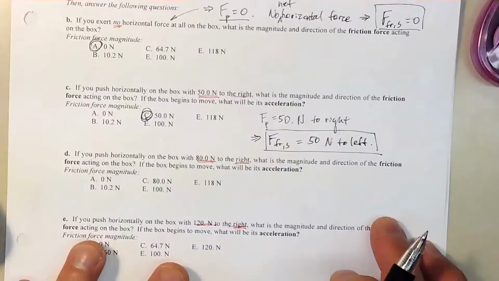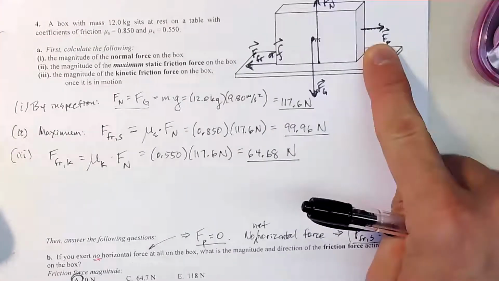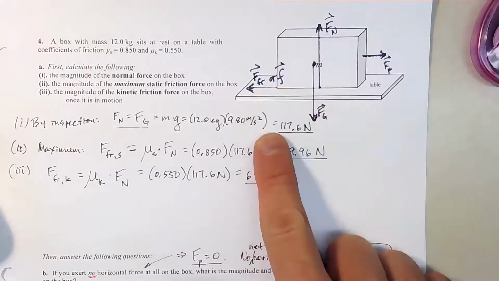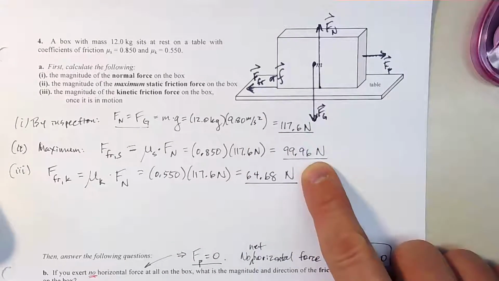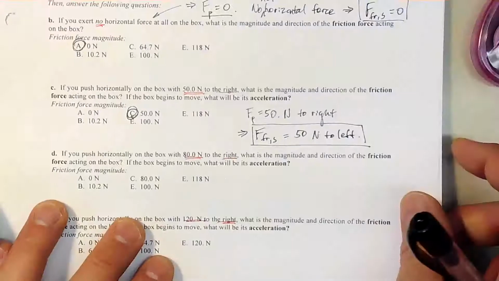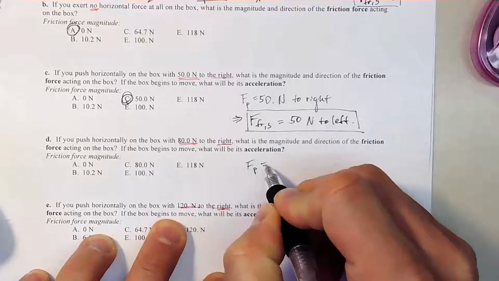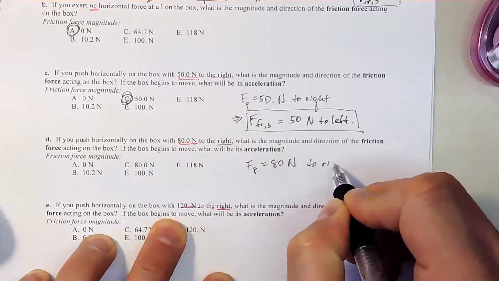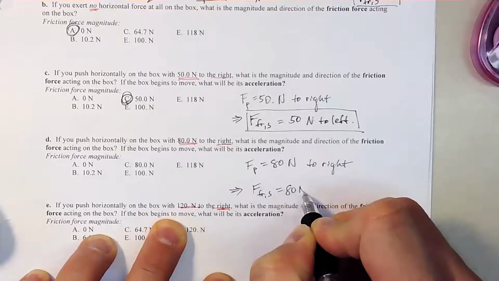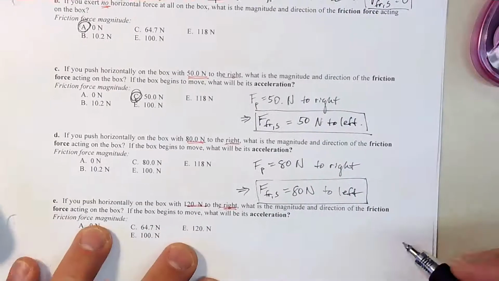Now let's increase our horizontal force to 80 newtons. If I increase the force to 80 newtons horizontally, then what will the static friction do in response? The static friction can grow up to almost 100 newtons. So 80 is still short of the maximum. So that means situation D will be just like situation C. If we push with 80 newtons to the right, then that means that the force of static friction will be 80 newtons to the left. And the box will still remain at rest, right?